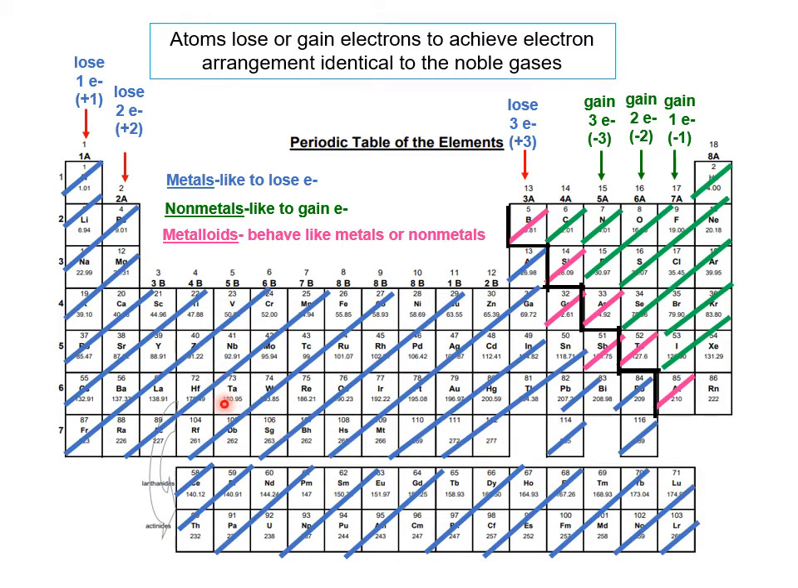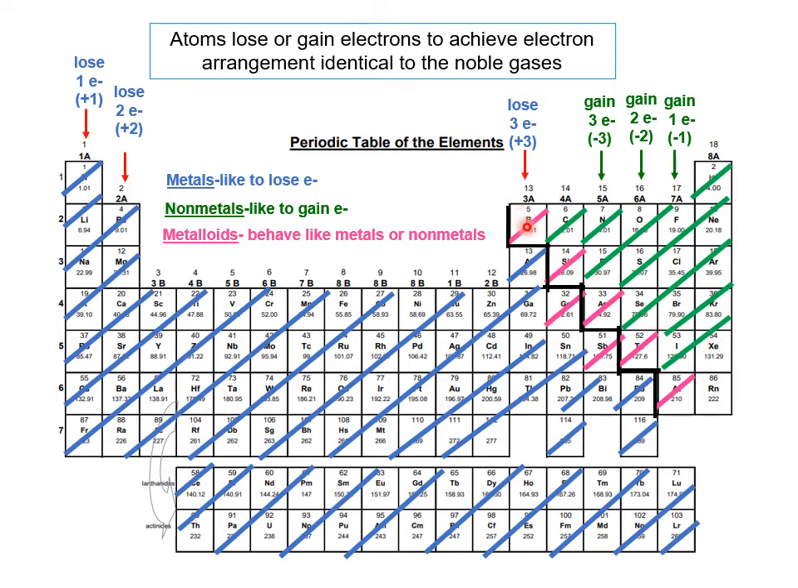We didn't really talk about these transition and inner transition metals in the middle, but they also like to be like the nearest noble gas by gaining or losing electrons. On the right side of the periodic table, we have the nonmetals. The nonmetals like to gain electrons to be like the nearest noble gas. And in fact, the noble gases are also considered nonmetals.